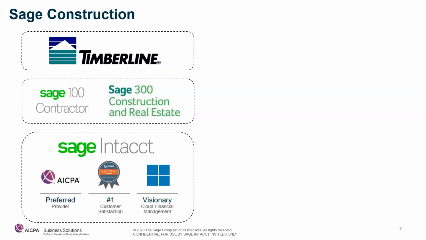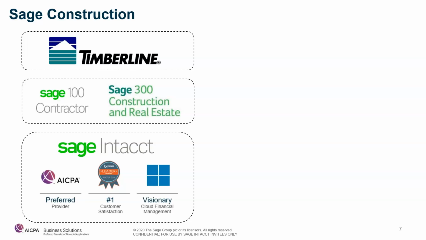So a little bit of history of Sage construction. We all sort of started back in the day with Timberline. Timberline was a job cost accounting solution that was acquired by Sage in the early 2000s. They also acquired Sage 100 Contractor, and this really formed our construction division within Sage.